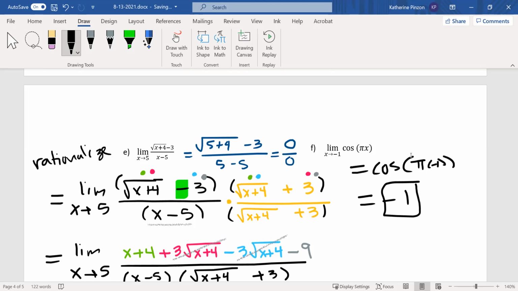I just used the unit circle in my head. You can put it in your calculator. Make sure your calculator is in radians if you're putting in the pi. You can put it in your calculator, you can put it in Desmos, or you can use the unit circle in your head or in your paper wherever you keep your unit circle.